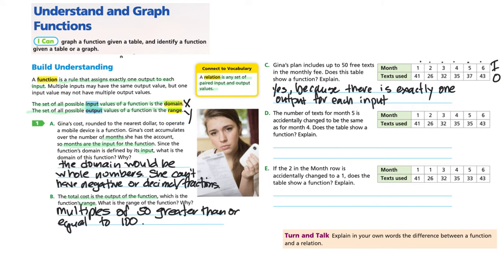All right, so let's look at D. The number of texts for month five is accidentally changed to be the same as for month four. Does the table show a function and explain? So that still is a function, because each month again is paired with a single output value. The output values can be the same, and so it's still a function. So yes, each month or input is still paired with one output.